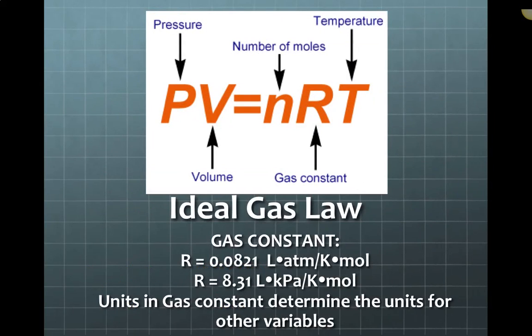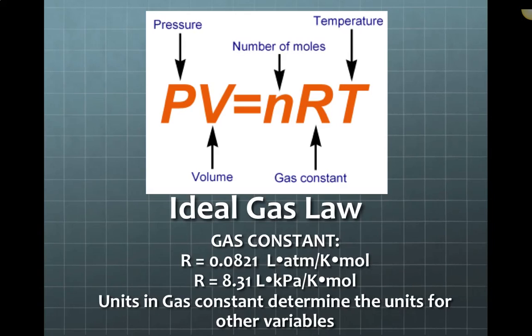So here's your formula. PV equals nRT. You can see pressure, volume, there's your moles and your temperature, and then we have that R, which is a gas constant. I affectionately call this formula PERV-NERT, which probably just made a couple of you chuckle, but I think it helps you remember the formula. So I will often not call it the ideal gas law, but call it PERV-NERT instead.